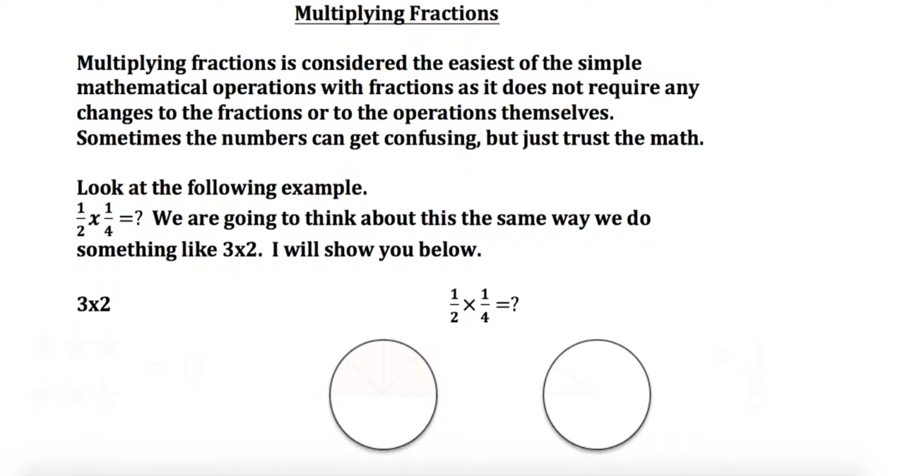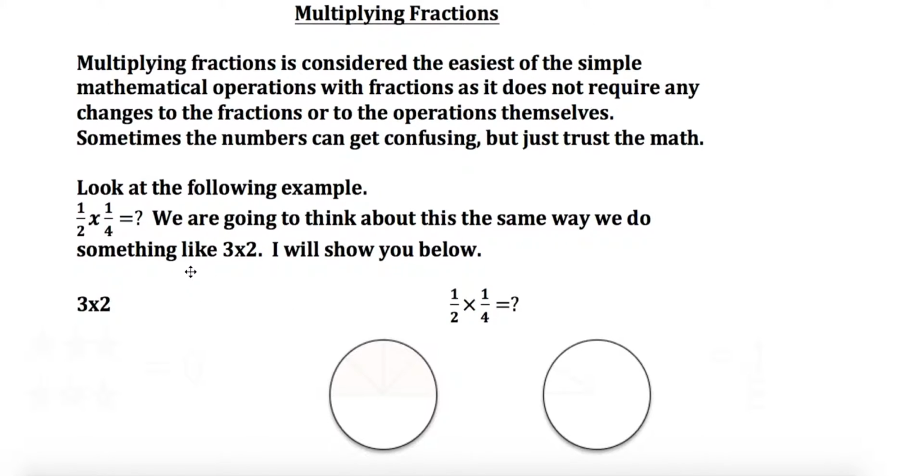When we're looking at multiplying fractions, we can actually almost think of this as the easiest mathematically to complete when we're looking at just the operations of multiplying them. It's probably the hardest to understand when we're trying to explain how to look at this, but if you just trust the math, this is a very, very easy process. If we look at the following example, we've got a half times a quarter. That's what I'm going to look at over here.